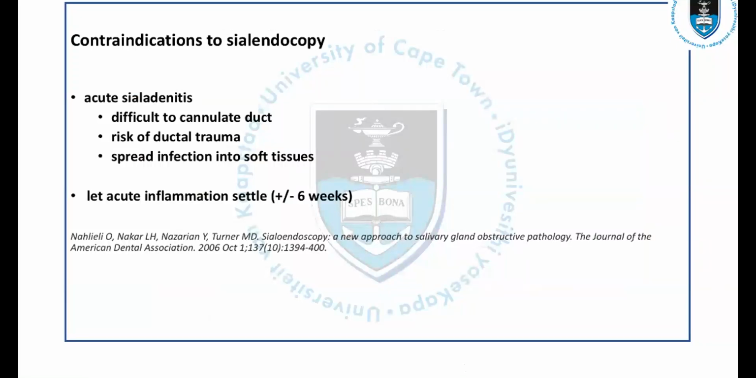So acute sialadenitis is the only contraindication to sialendoscopy. An active inflammation can make the procedure difficult, especially when trying to cannulate the duct. And when using the rigid dilator system or even a semi-rigid endoscope during an acute episode, there is an increase in the risk of ductal trauma, and this can potentially spread infection into the soft tissues. And therefore, it is ideal to let the acute inflammation pass before trying to manage a stone or stricture, and usually 6 weeks is considered adequate.